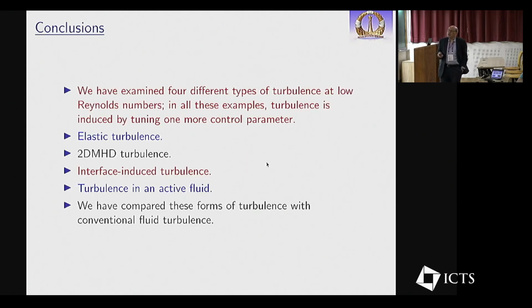So let me just end by saying that we have examined 4 types of turbulence at low Reynolds numbers, and in all these examples, the turbulence is induced by tuning one more control parameter. In elastic turbulence, the Weissenberg number; in 2D MHD, the magnetic Prandtl number; in interface-induced turbulence, the Weber number, or the inverse of the surface tension; in active fluids, the activity. And we have compared these with conventional fluid turbulence.